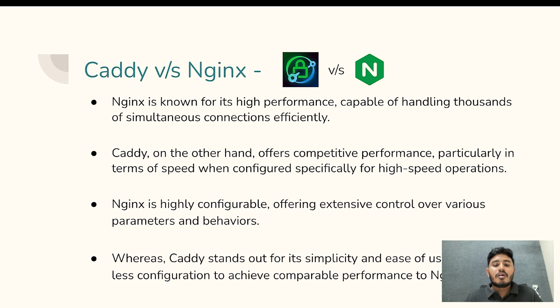Nginx is very highly configurable, and even minute configurations can be done in Nginx. So this means that it provides full control. Whereas Caddy configuration is very simple, it uses only 2 to 3 lines for setting up, as we don't have to provide the certificate, the path of the certificate, etc. We don't have to do all those things. It will provide it automatically. So the configuration is very simple. So this was the difference between Caddy and Nginx.